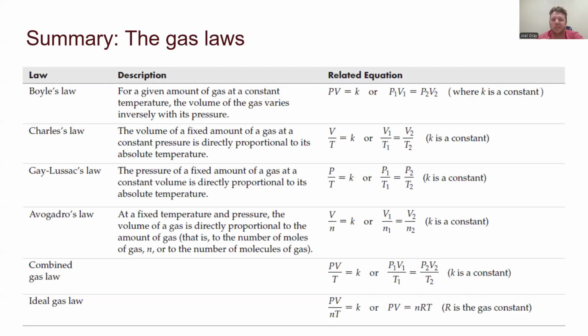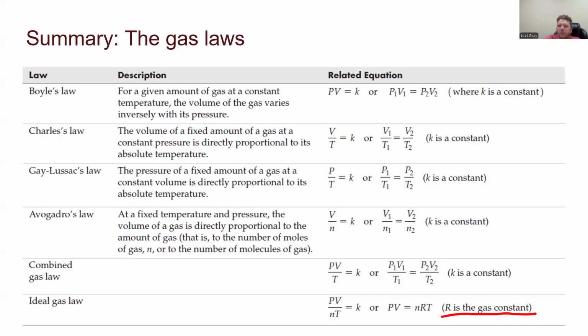Now, this is a nice summary of all of those laws: Boyle's law, Charles's law, Gay-Lussac's, Avogadro's, the combined gas law, and the ideal gas law. Like I said, I will give you the R value, that gas constant, but the equations, I need you to know those.